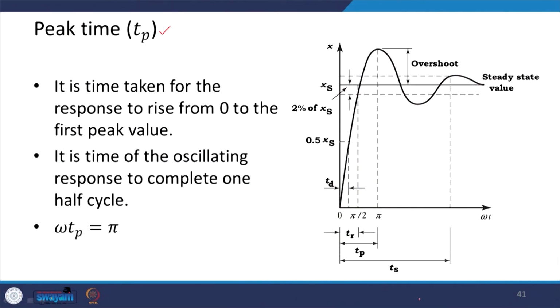Then another parameter is the peak time, and it is the time taken for the response to rise from 0 to the first peak value. Here you can see that the first peak value is coming over here. So, this time is your peak time, and it is the time for the oscillating response to complete one half of the cycle. So, this is how it is written as pi over here.